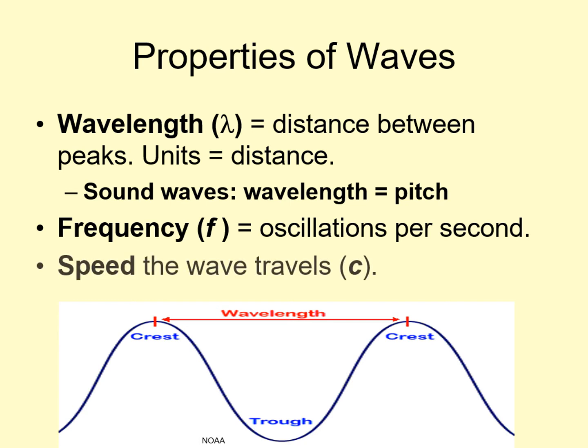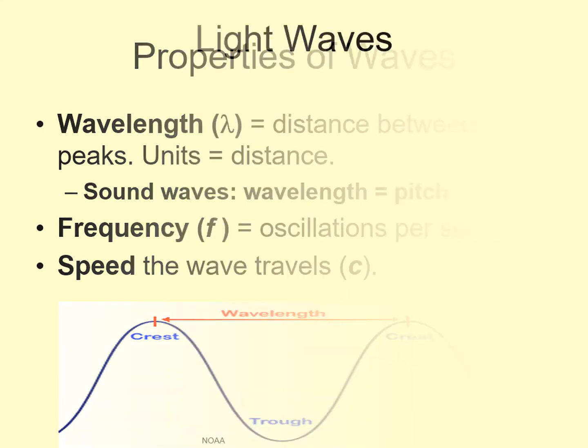The third term we use is the speed of the wave. This is defined just like we did back in the last chapter. It's how fast the crest of the wave travels. However, we often use the letter c for wave speeds, as we've already seen for the speed of light.